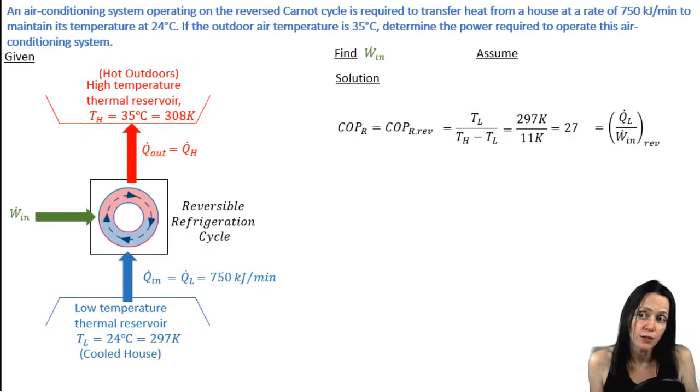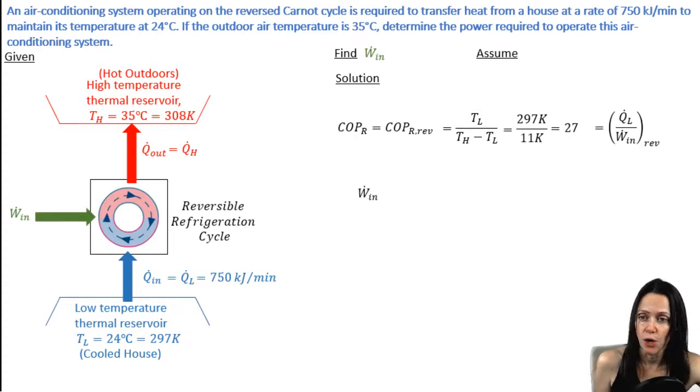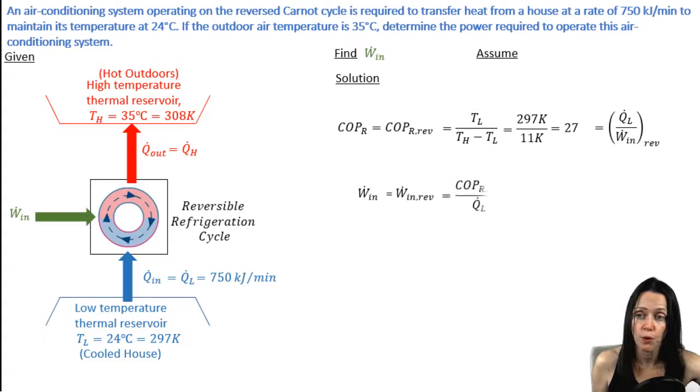Now, it's asking me to find not the coefficient of performance, but the power input required for this cycle. So I also recognize that the coefficient of performance is still defined as what you're interested in, the rate at which you're removing heat from that refrigerated space, Q_L, over what you have to put into it, which is the power input, albeit for a reversible cycle in this case. And so I just solve for the W_in, which is the W_in for a reversible cycle, since this is a reversed Carnot cycle.